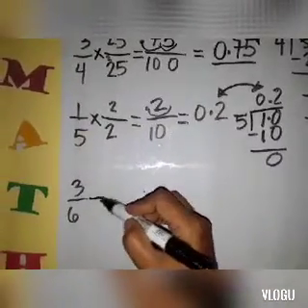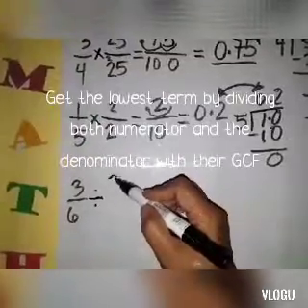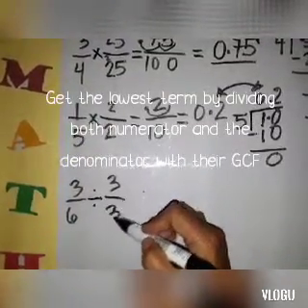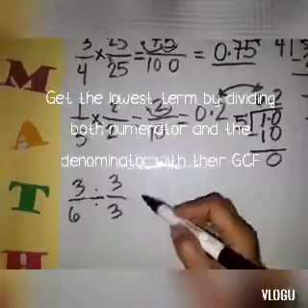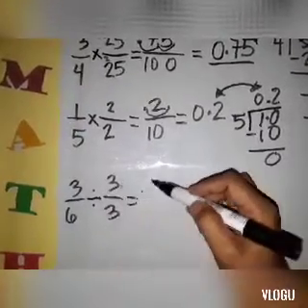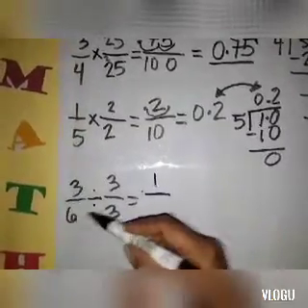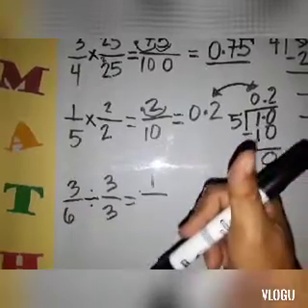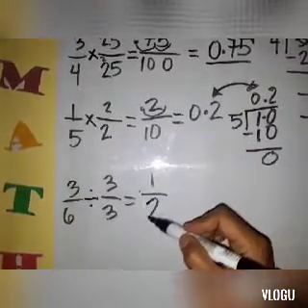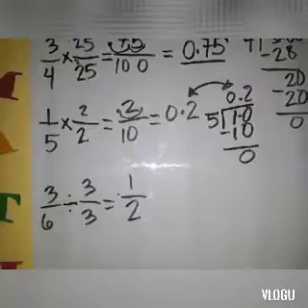3 and 6 are both divisible by 3. Ganyan na lang. Divide ha. Ilo-lowest term muna natin. So, 3 divided by 3 ay 1. 6 divided by 3 ay 2. So, 3, 6. Meron tayong 2. So, 1/2 na siya. Madali na ngayon.